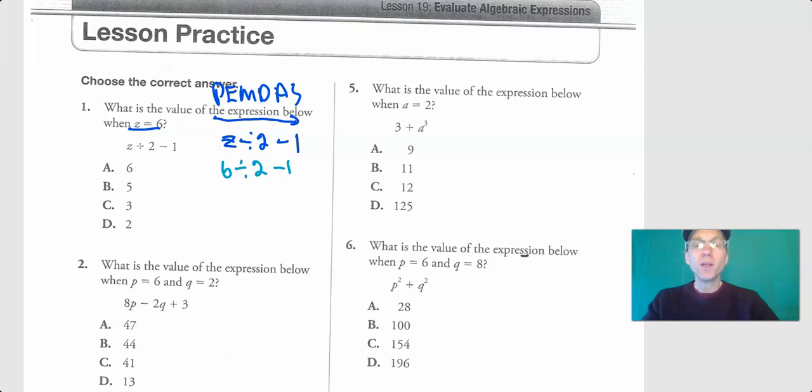And here, remember, it says parentheses, exponents, multiplication or division. So we have division, and we would say 6 divided by 2 first. We wouldn't do 2 minus 1. So 6 divided by 2 is 3, minus 1 equals 2. We got it. Okay, let's do the next one.